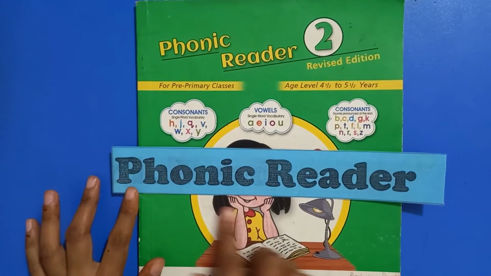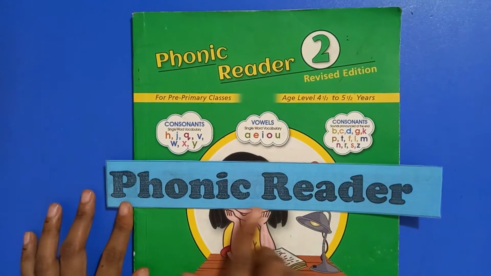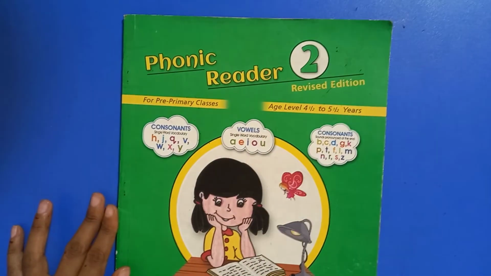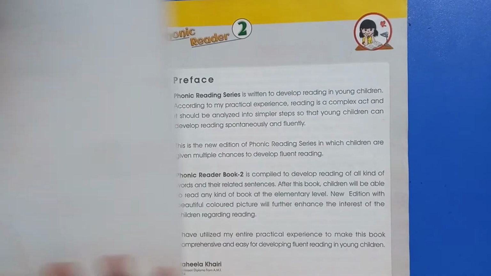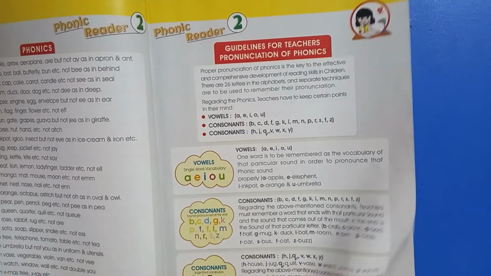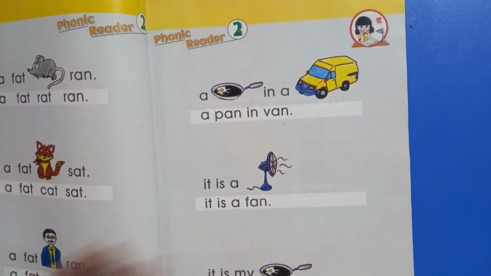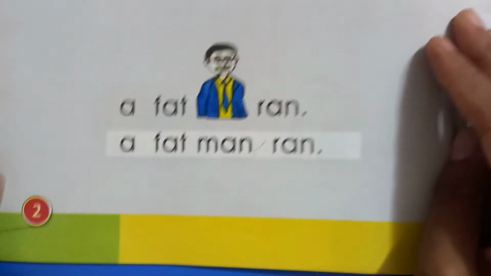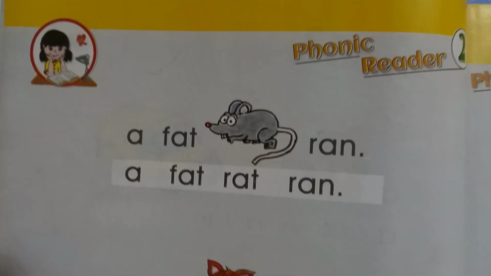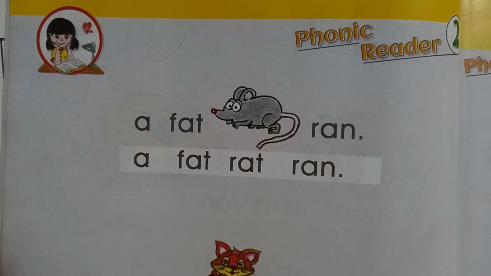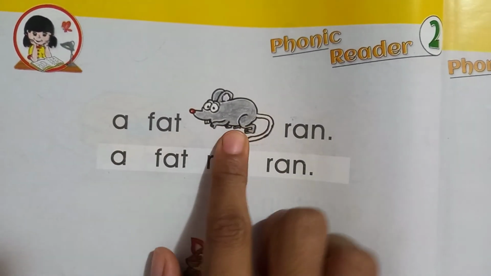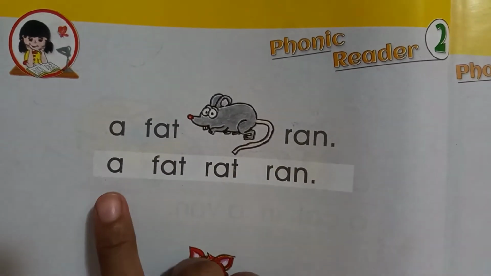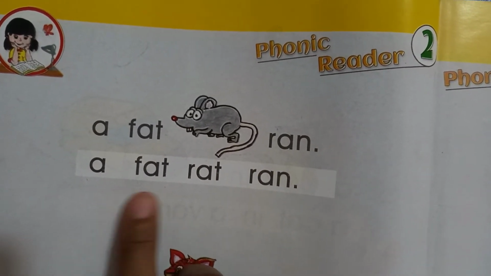Now it's our phonic reader time. Phonic reader 2. Open page number 2. I hope you all have revised the lines that I've given you. A fat rat ran. A fat rat.